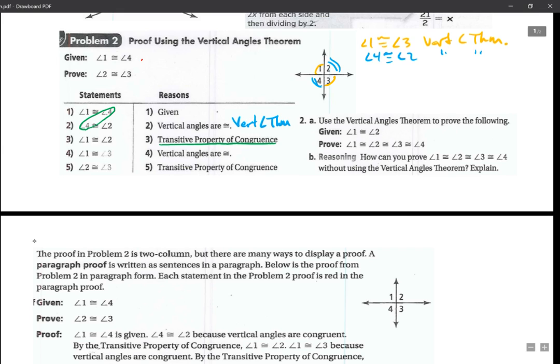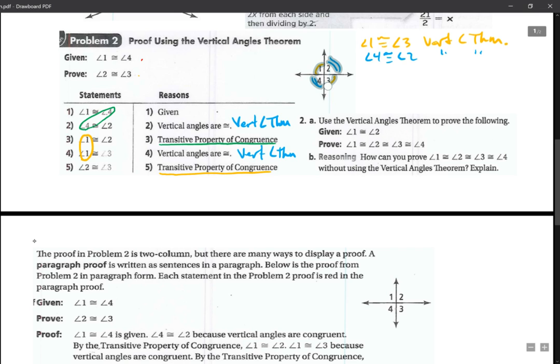Now the next thing I'm going to do is say that angle 1 is congruent to angle 3, again, because of our vertical angles theorem. And then, if we look here, I've got those two that are the same, so I can use the transitive property of congruence again. And that was what I was trying to prove. All right.